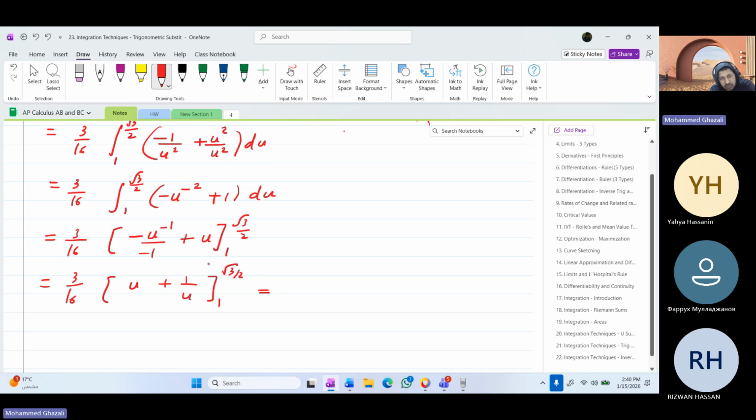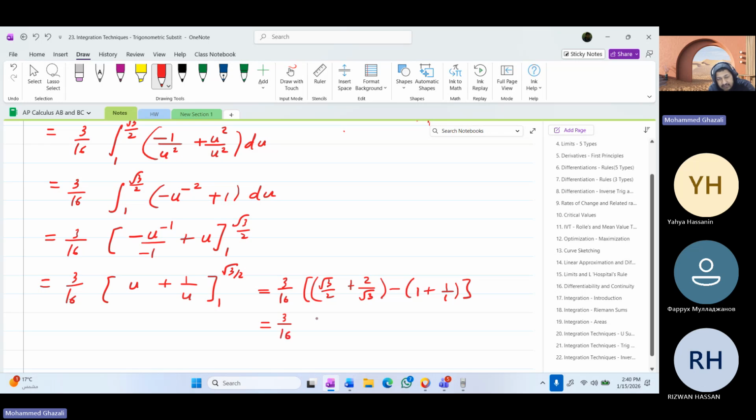Now, let me substitute root 3 over 2 inside here. If you substitute root 3 over 2, you're just going to get root 3 over 2. And 1 divided by root 3 over 2 is 2 over root 3. Subtract the lower bound, 1 plus 1 over 1. Right, so now that's the simplification.